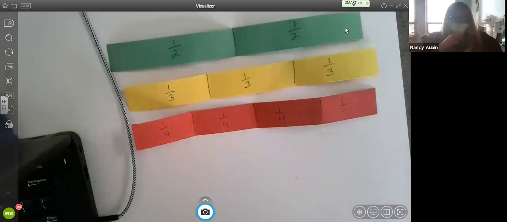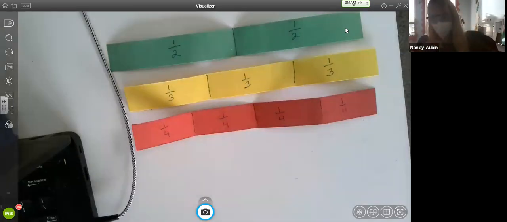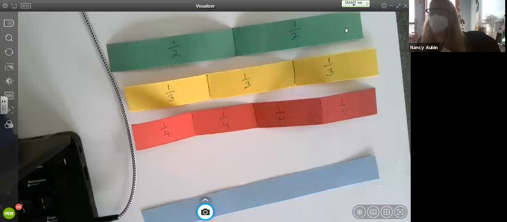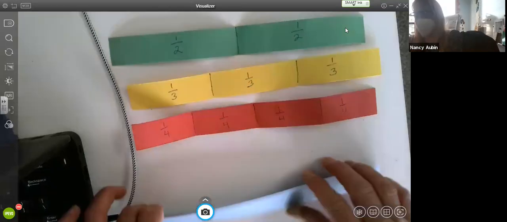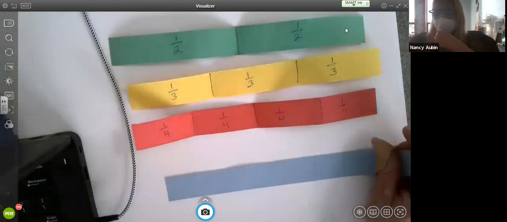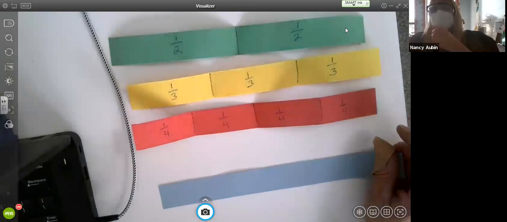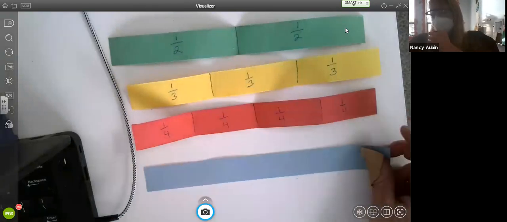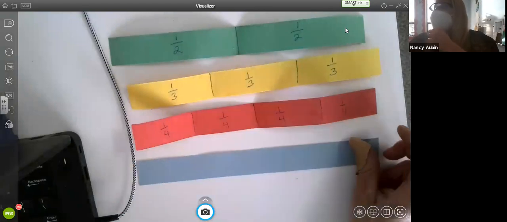You should now get your blue strip. Okay, guys, I think we're ready. Listen up. Go ahead and get your blue. Now, we could do fifths, but they're really hard. So we're going to skip fifths. We're going to go to sixths. So, don't do it yet. Just listen.